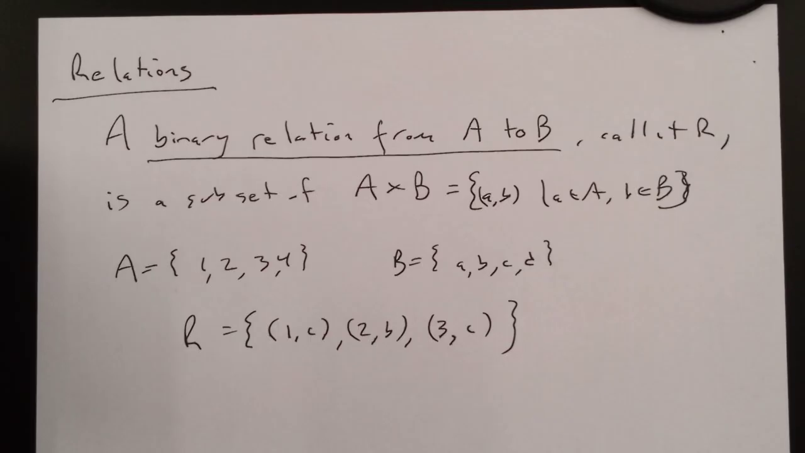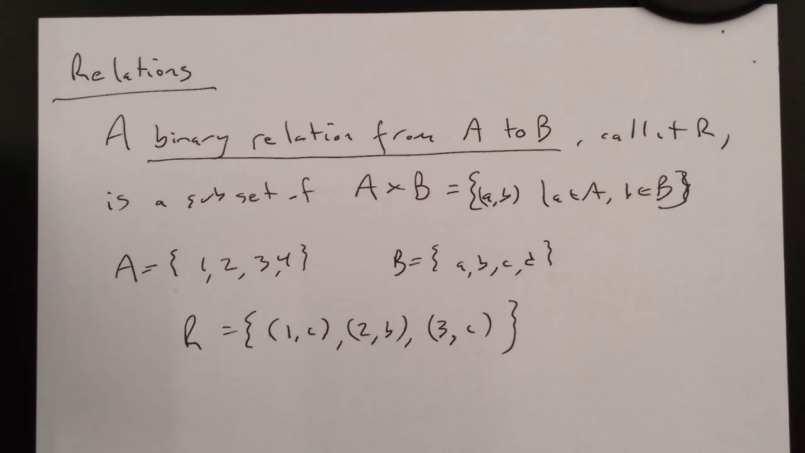I could have anywhere from 0 to 16 items in my relation. Why do I know there could be 16 items in my relation? Because there's 4 in each set. Multiplication principle, 4 times 4. Perfect. I could have any of them that I want, as many of them or as few of them as possible. So anywhere from 0 to 16 in this case.